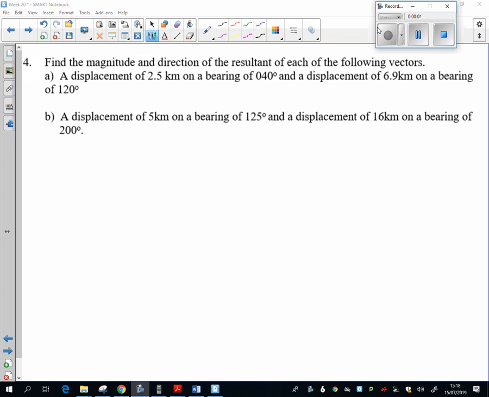Part B is very similar to Part A, so hopefully if you figured out how to do Part A, you can now have a go at Part B, but let's just run through it together. So first bearing is 5 kilometers on a bearing of 125. So let's say that's there.